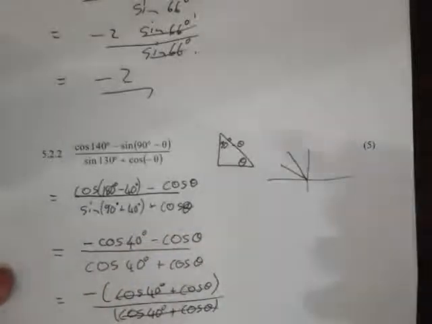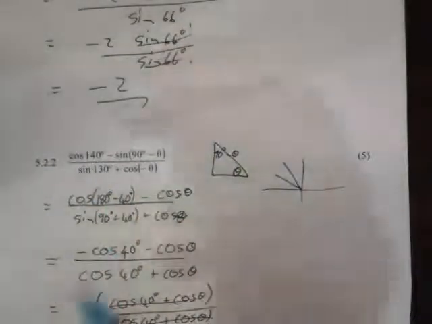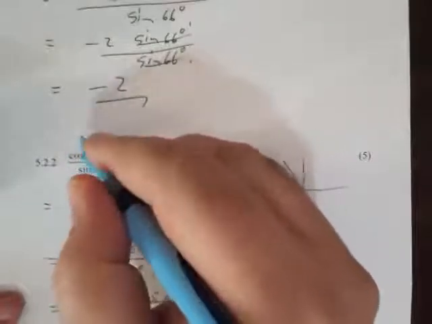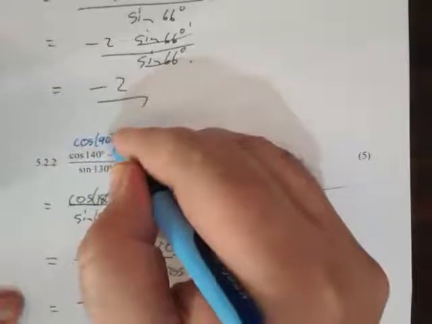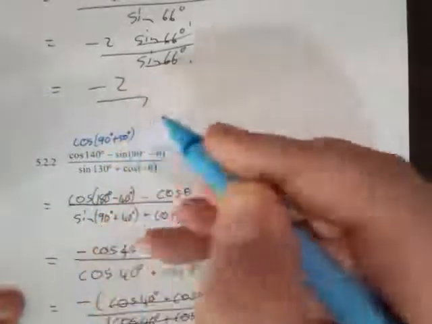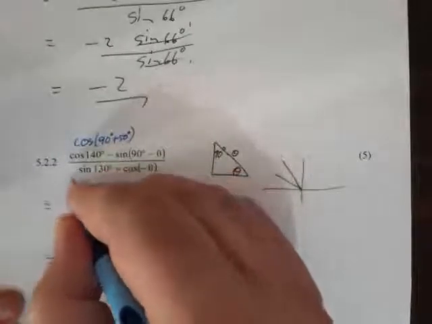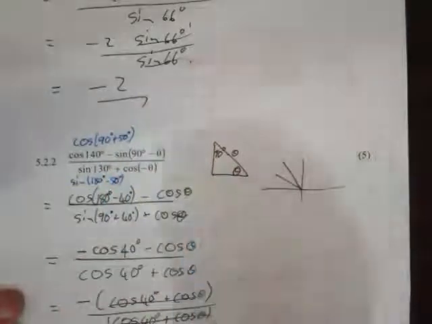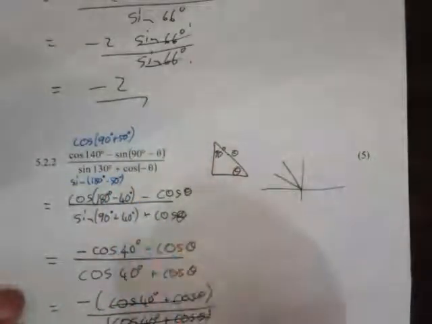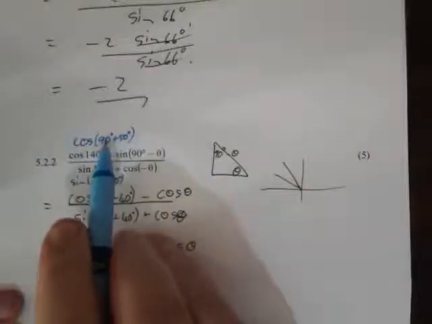Okay, so we could have done that one by saying that's cos of 140, which is the same as cos of 90 degrees plus 50 degrees. And we could have said sin of 130 degrees is sin of 180 degrees minus 50 degrees. And we would have gotten the same result. With that one, you just need to be careful because you're changing the cos and you have to worry about the sin.